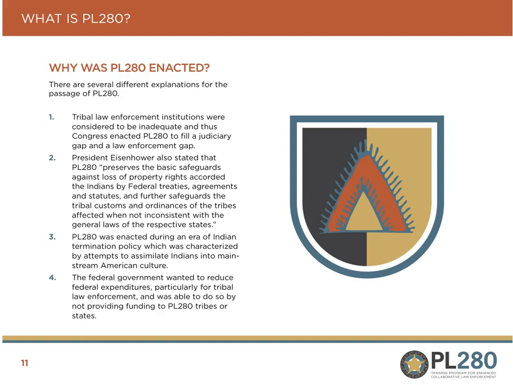President Eisenhower also stated that PL280 preserves the basic safeguards against loss of property rights accorded the Indians by federal treaties, agreements, and statutes, and further safeguards the tribal customs and ordinances of the tribes affected when not inconsistent with the general laws of the respective states. A third reason is that PL280 was enacted during an era of Indian termination policy, which was characterized by attempts to assimilate Indians into mainstream American culture. And a fourth explanation is that the federal government wanted to reduce federal expenditures, particularly for tribal law enforcement, and it was able to do so by not providing funding to PL280 states.